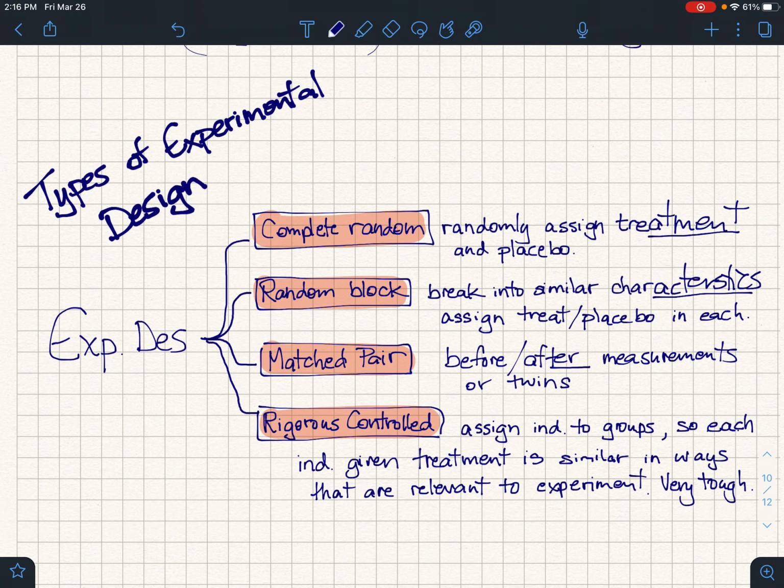And there is rigorous control. And rigorous control is extremely tough to do. But here you assign individuals to groups so that the given treatment is similar in ways that are relevant to the experiment. So as you look at a particular person and you decide whether they should be part of the treatment, you look at a host of factors behind them that would tell you whether or not they're valid for your treatment. These are very beneficial. They're very useful types of designs, but it is tough. It takes a lot of work to set it up, okay?